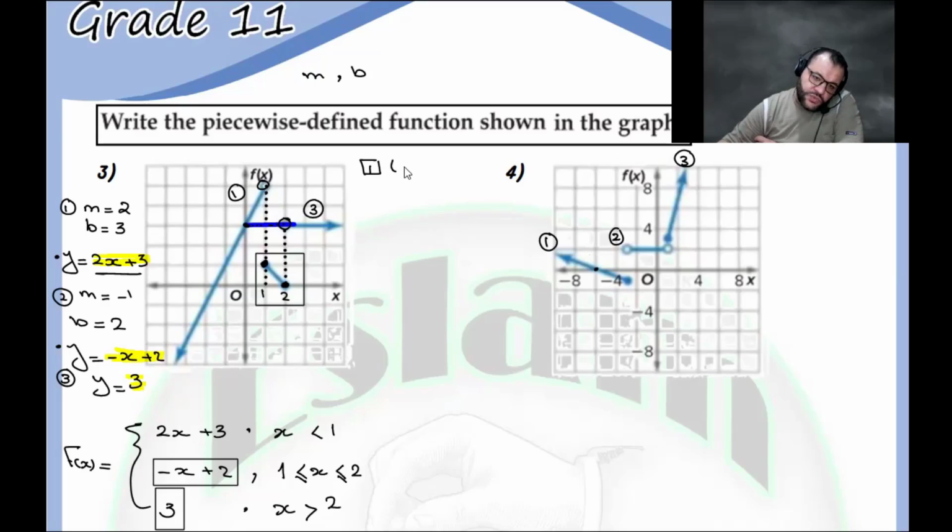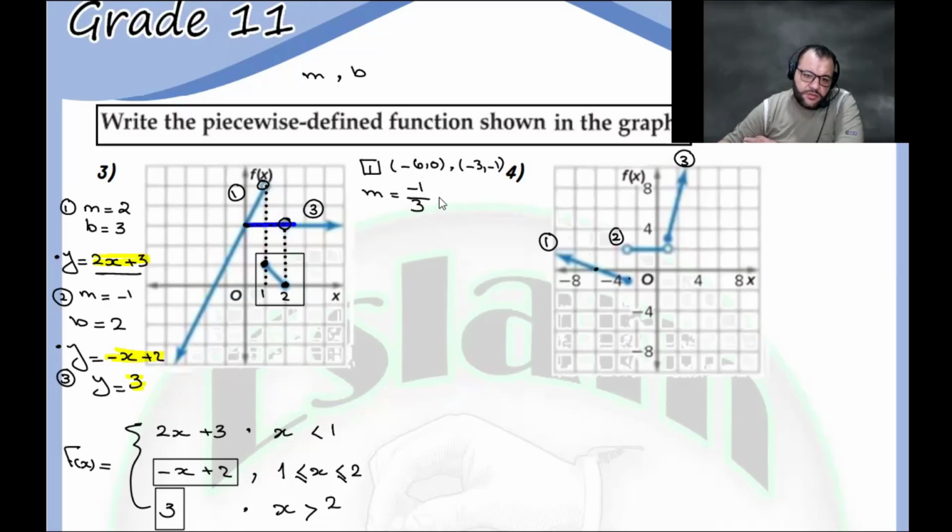Negative 6 and 0. Just find the main points that you can read easily. The second point is negative 3 and negative 1. From the 2 points, find the slope. Negative 1 over 3: negative 1 minus 0 is negative 1, and negative 3 minus negative 6 is positive 3.